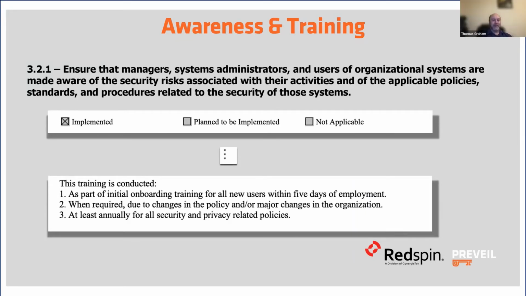Sure. So when you're talking CMMC, one of the biggest things that trips folks up is, well, it's an IT function. It's a security function. And you're right, it is. But it's not just those individuals within your organization.